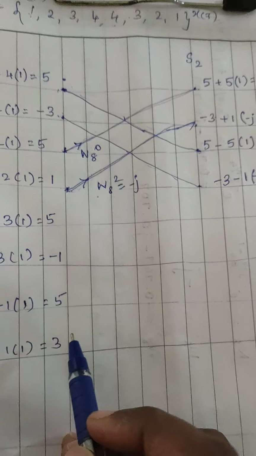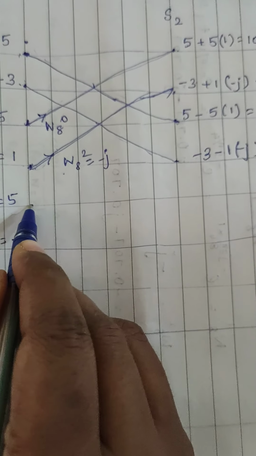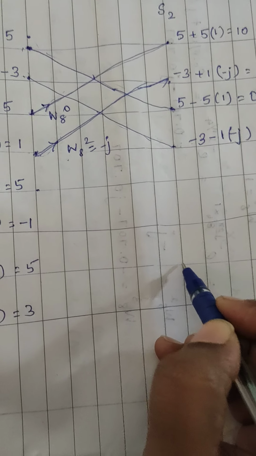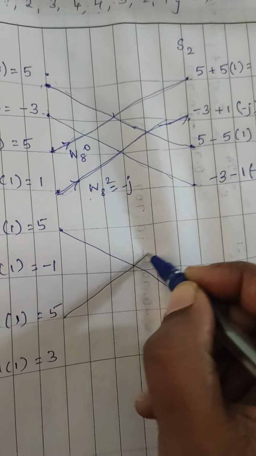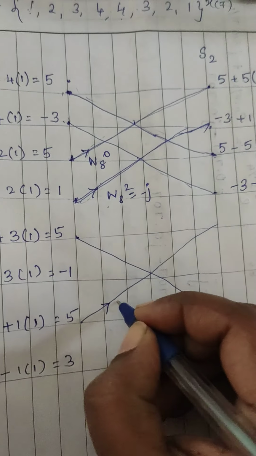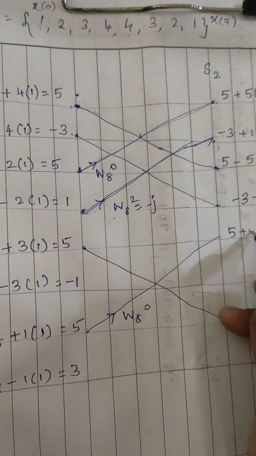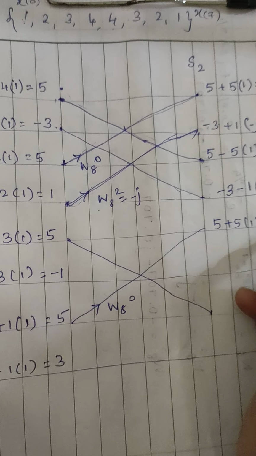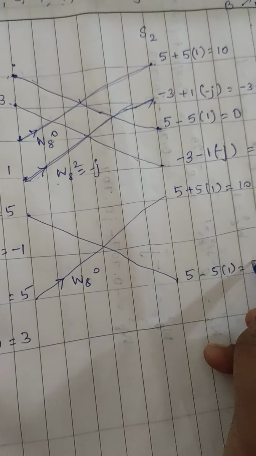So the same is applicable for this also. First we will take this first one, and we will be connecting it with the third one. This one is x, this one is w8 power 0. So this will be 5 plus 5 into twiddle factor 1, which is 10. This will be 5 minus 5 into 1, that will be 0.